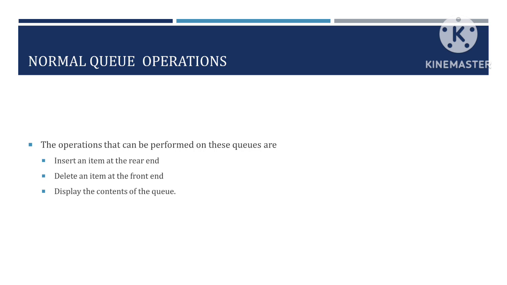The number one is insert an item at the rear end. Similarly, number two, delete an item at the front end. And the third is display the content of the queue. So in a normal queue, these three different functions are performed. Now we discuss these three functions one by one.